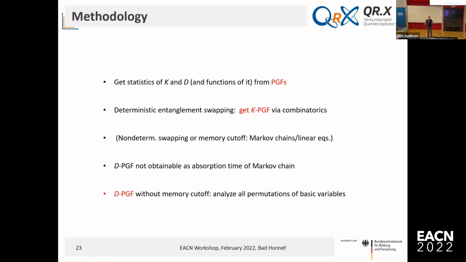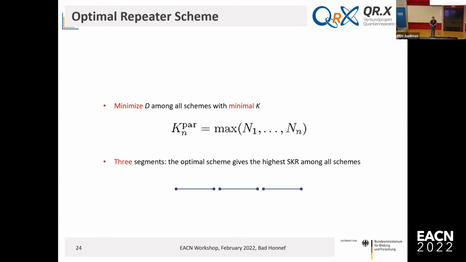So far we can go up to 8 segments. Maybe we can push it further, but there's certainly a limitation based on the present framework in order to get the PGF for K and for D. Okay, and the optimal scheme then is the one that minimizes the dephasing. And in our optimization, we look at the minimal dephasing among all schemes with a minimal K, with a minimal waiting time. That was this K parallel here.